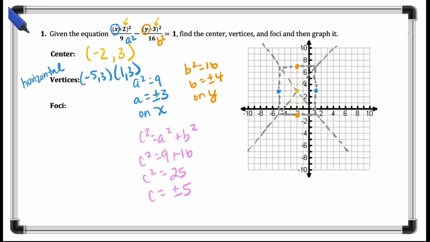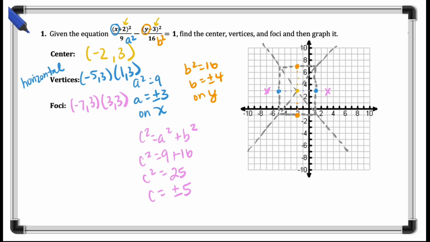Now when you do your foci again, you are going along the transverse axis, right? So from that center, we're going 1, 2, 3, 4, 5. There's one focus, and 1, 2, 3, 4, 5. So you've got your 2 there. One of them is going to be at -7, 3. The other one will be at 3, 3. So here you've got some nice points.